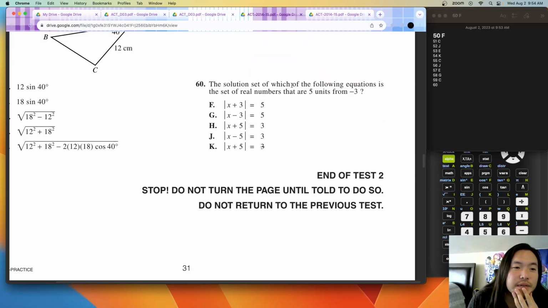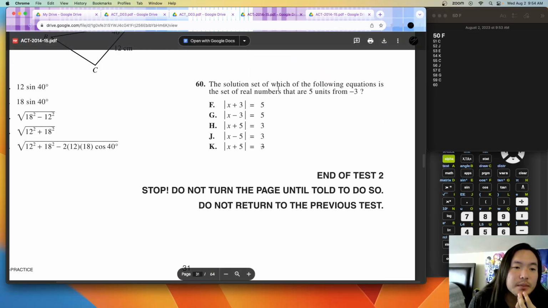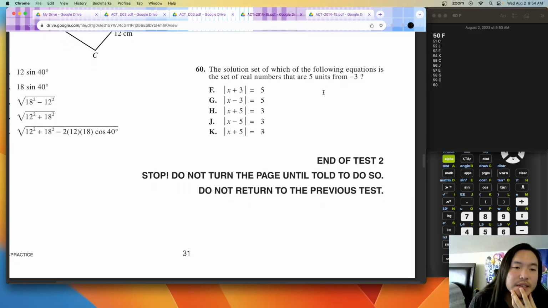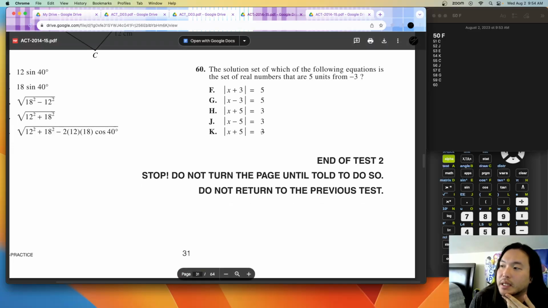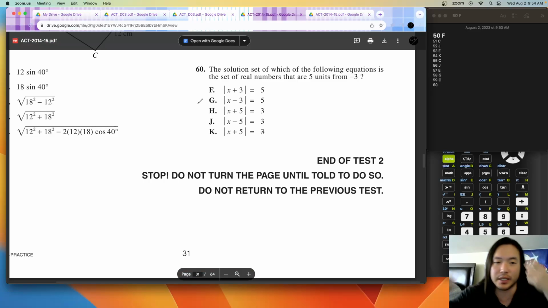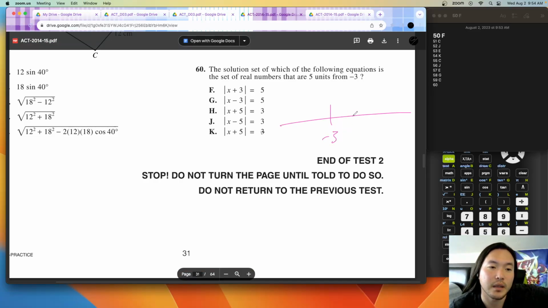The solution set of which of the following equations is the set of real numbers that are 5 units from negative 3? Here's another one where yes, you can solve it algebraically, but here I'm just going to work backwards from the answers, right? What are 5 units away from negative 3? If we have negative 3, then 1, 2, 3, 4, 5: this is negative 2, negative 1, 0, 1, 2. So we're looking for 2, and then 1, 2, 3, 4, 5.